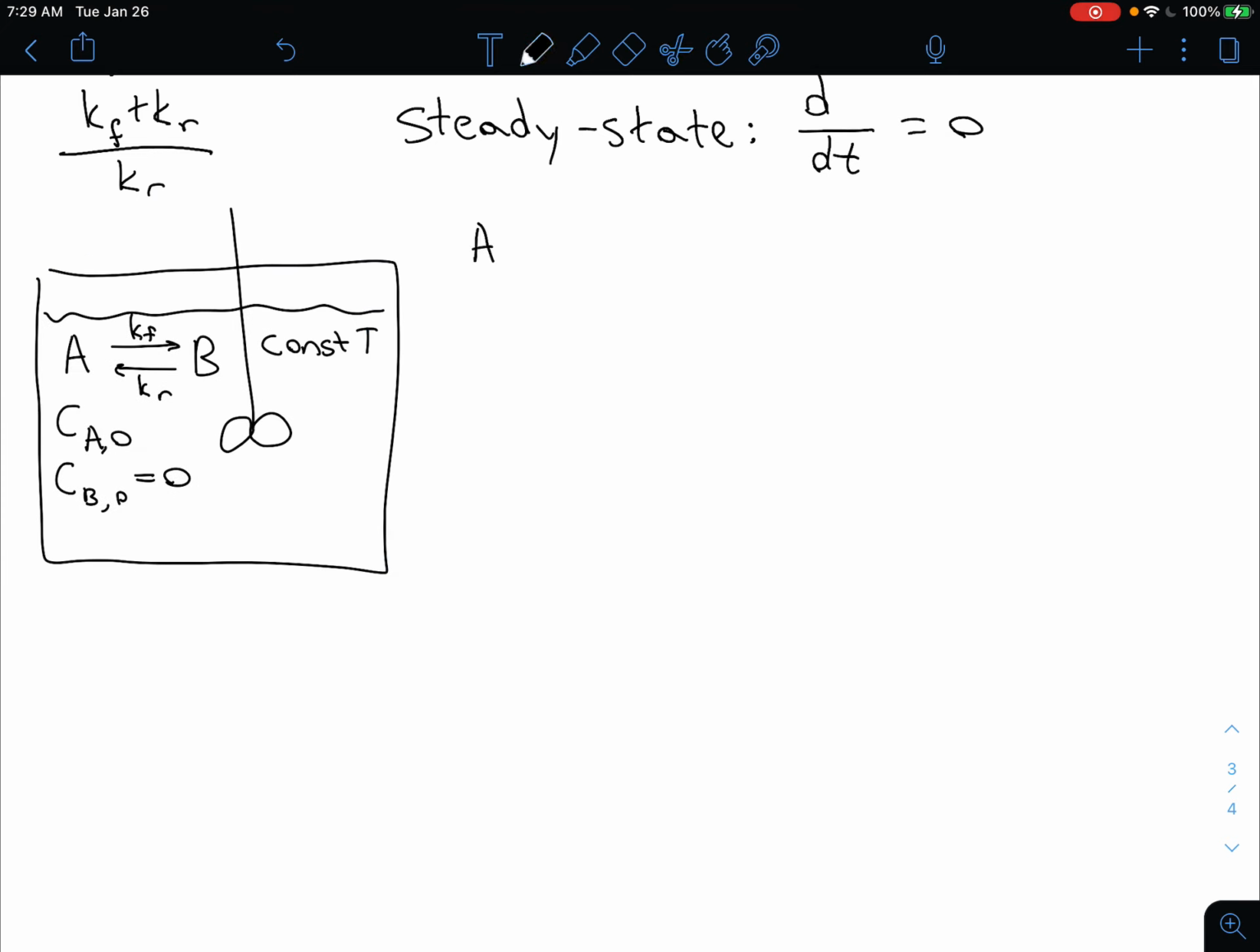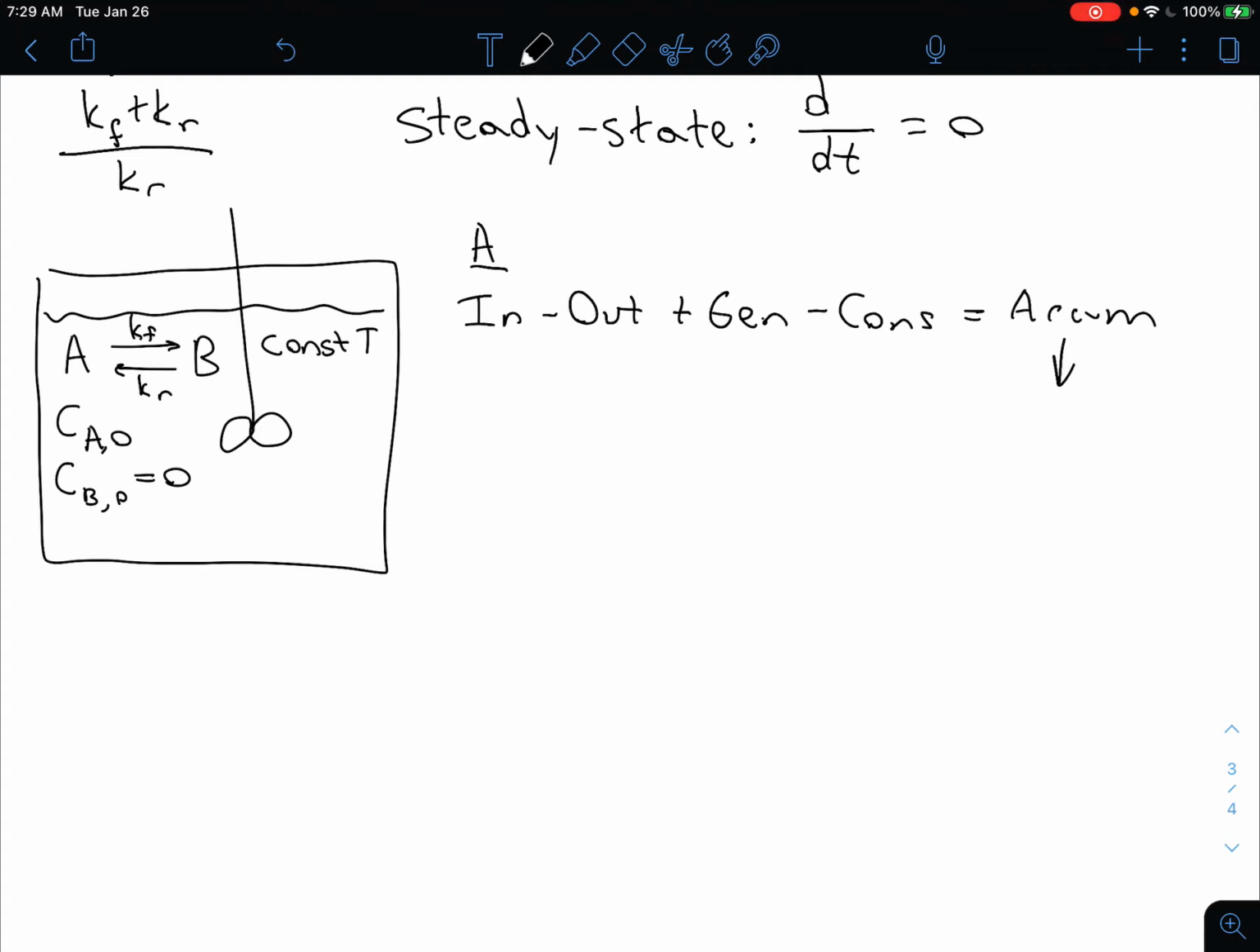Okay, so we're going to do a balance on compound A. So the general equation is input minus output plus generation minus consumption equals accumulation. Let's start with the accumulation side of things.